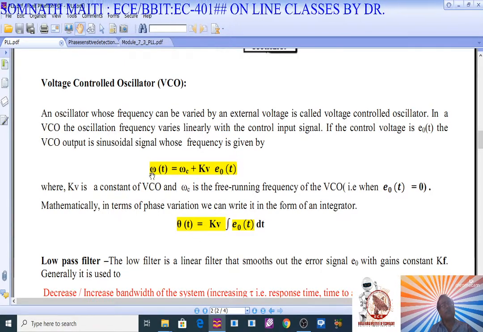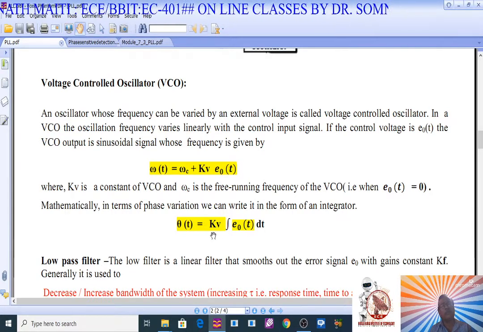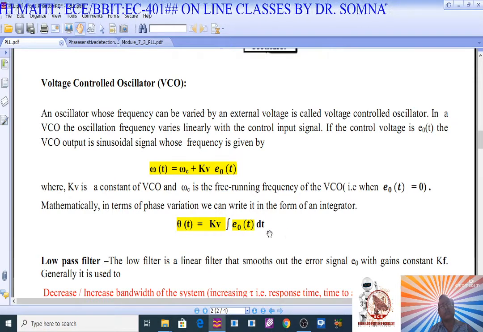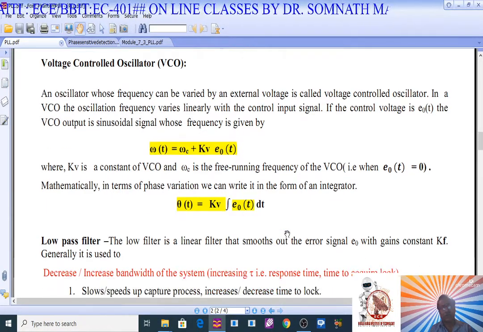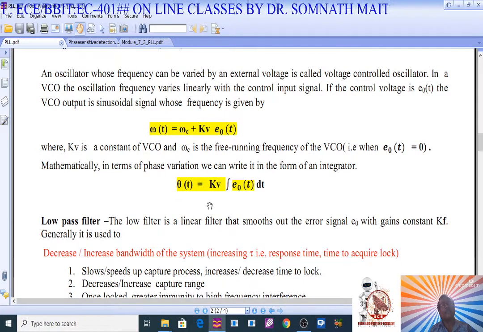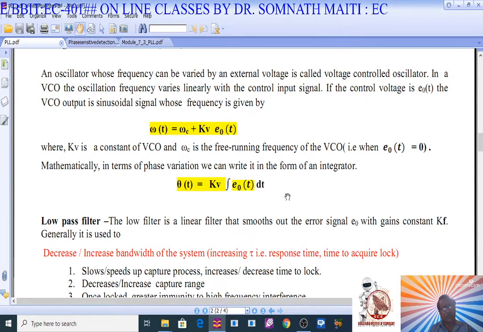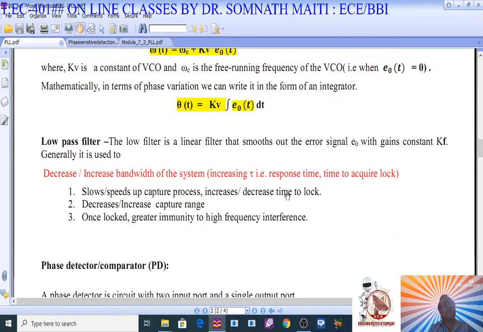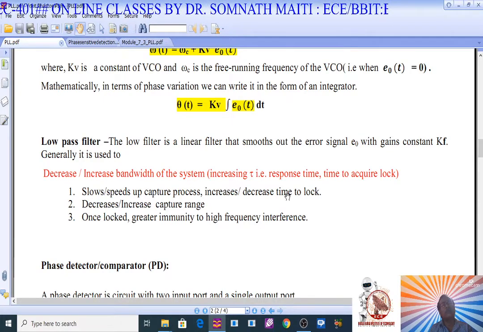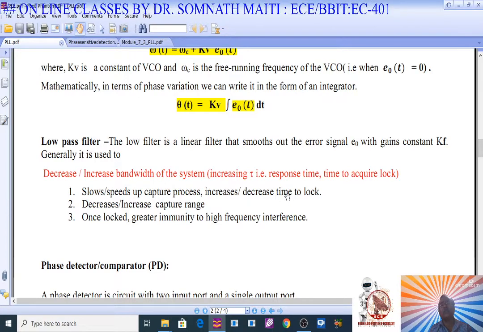So if you integrate it, theta_t will be equal to kV times the integration of V0(t). So this can be the VCO. The mathematical form of a VCO is nothing but an integration of phase. This is very important for mathematical modeling of the VCO. Now the low pass filter.